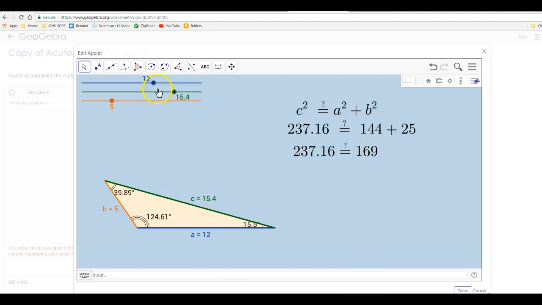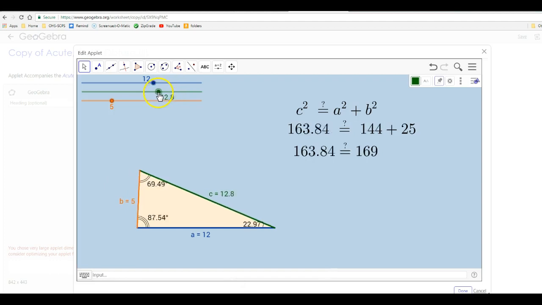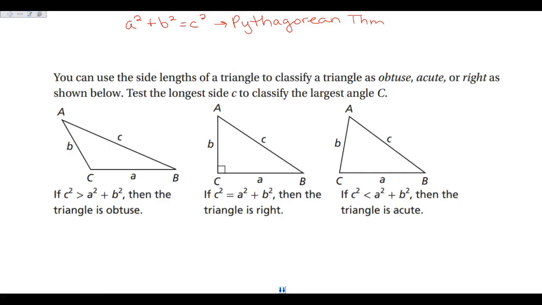Okay? If I take that and I make it smaller, notice that it creeps down farther and this angle now becomes acute. So now my c squared is smaller than my a squared plus b squared, and therefore my angle becomes acute. So that's what this slide here is saying. If your c squared is bigger than a squared plus b squared, you're going to have an obtuse triangle. If your c squared is less than a squared plus b squared, then your triangle is going to become acute. And if they're equal, you have a right triangle.